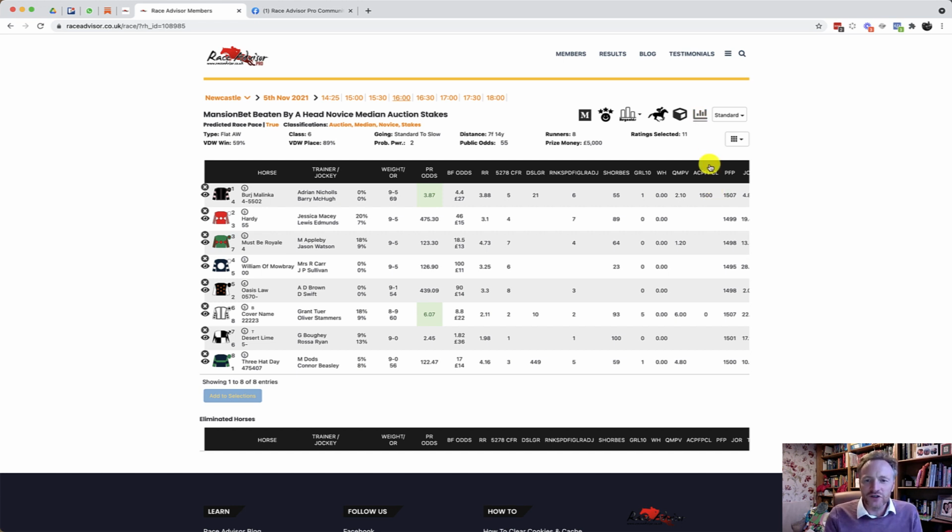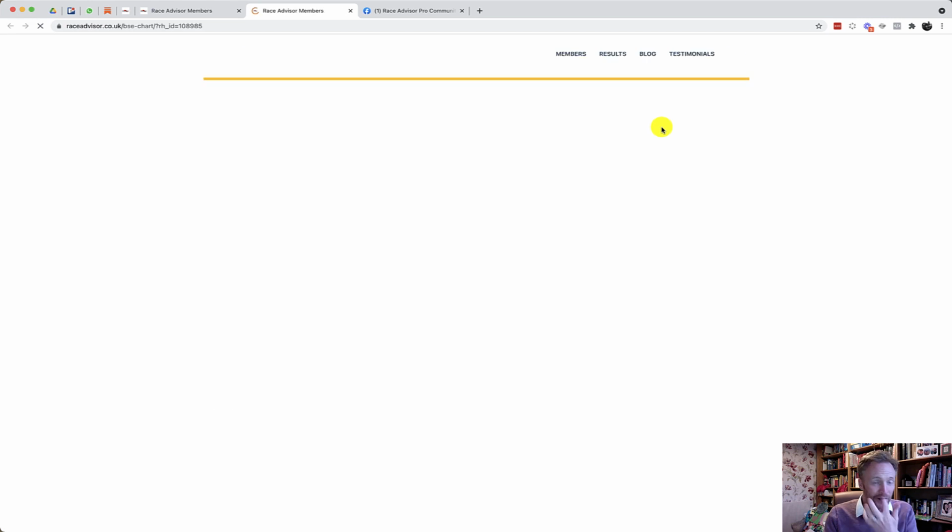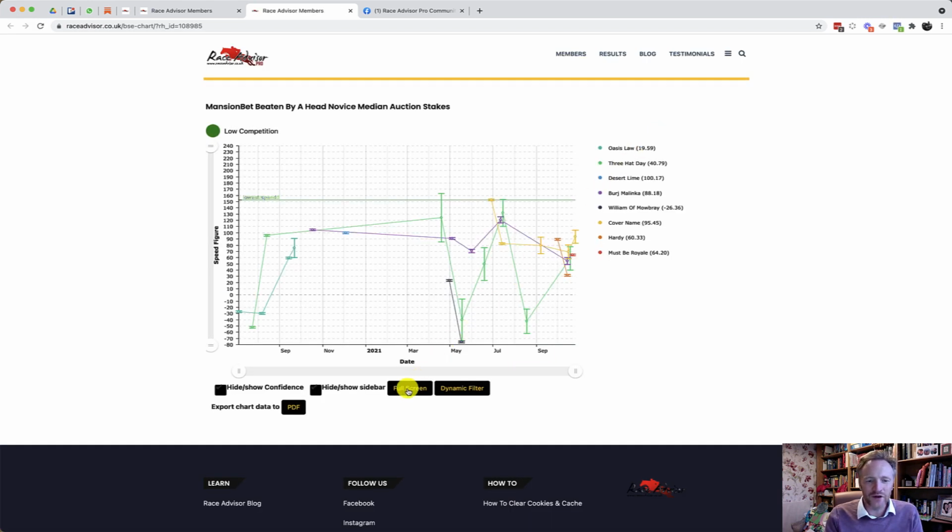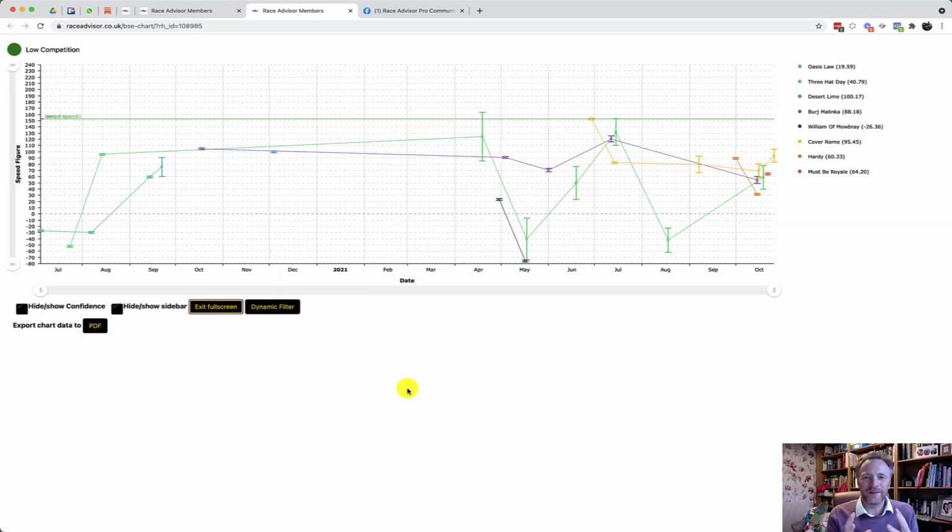So the first thing I'm going to do is open the speed graph by clicking on it there. And then I'm going to put it full screen so you can see it a bit clearer. Okay, so now what we've got on the screen, the speed graphs are made up of two areas. You've got the graph area here where you've got all the lines, and then on the right hand side you've got the horse names. Next to each horse name in brackets we have a dynamic speed figure.